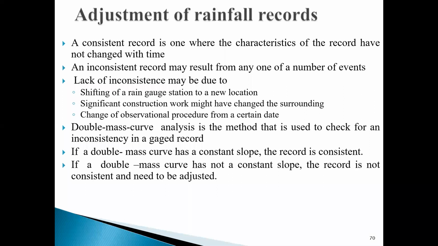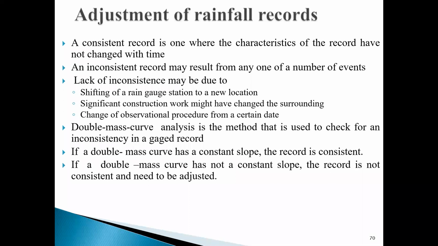Why this is required: suppose in a given area, you have n number of rain gauge stations. Let us say you have 19 or 20 rain gauge stations in a particular area. In one of the rain gauge stations, in a particular month, the rainfall record is available. It is not damaged, but there is a change in the trend of the rainfall record recorded at that particular station.